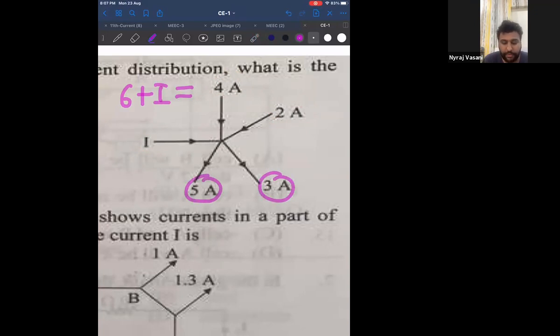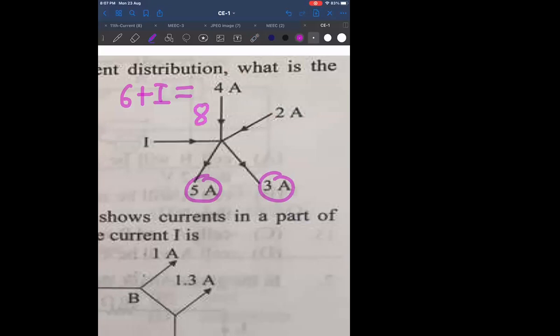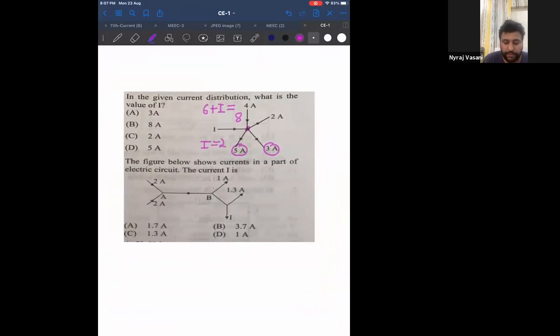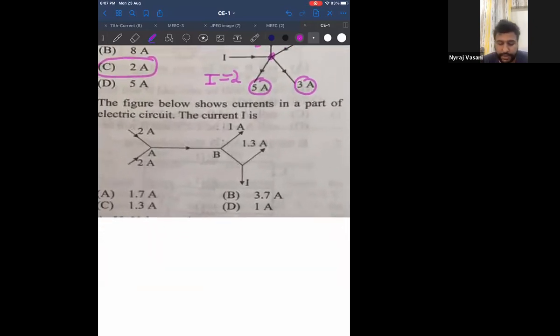Correct? Therefore total current leaving the junction is 8. And according to KCL, total current entering is equal to total current leaving. I can directly apply KCL because we are just talking about a single node or a single junction. Therefore I can apply the logic. Therefore, I will be 8 minus 6, which is 2. Easy. First question done. Now solve the second question. In the second question, you'll have to do analysis at this node, and at this node. 3 nodes again. Start.